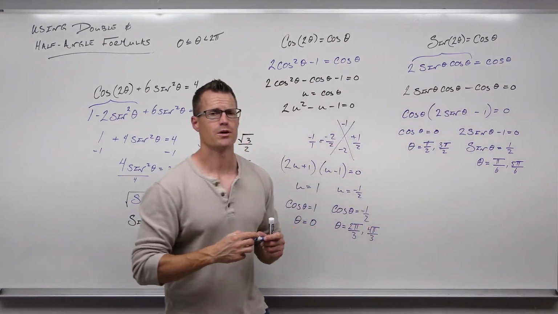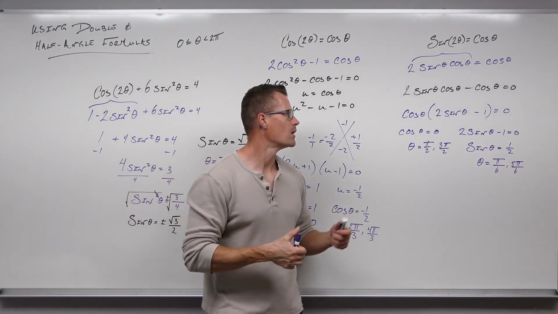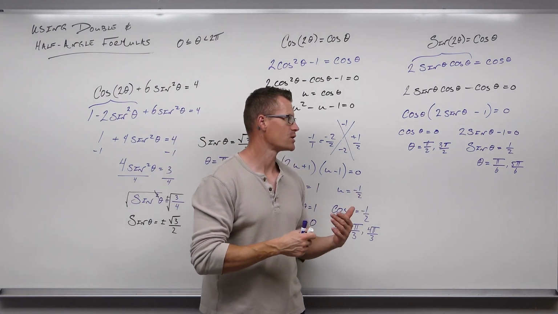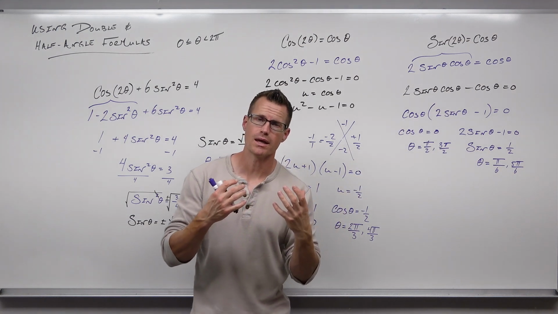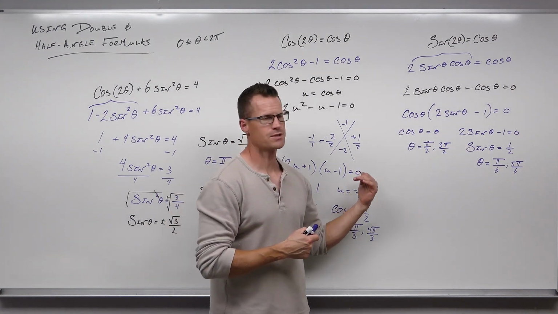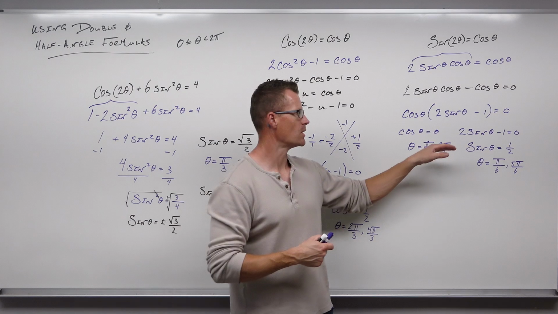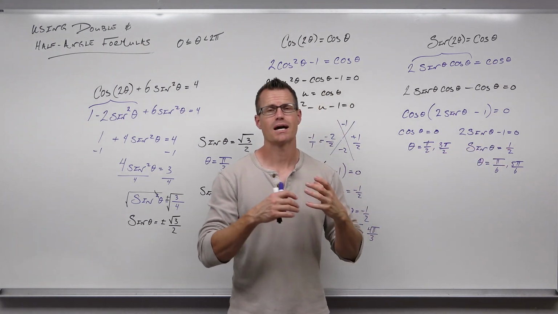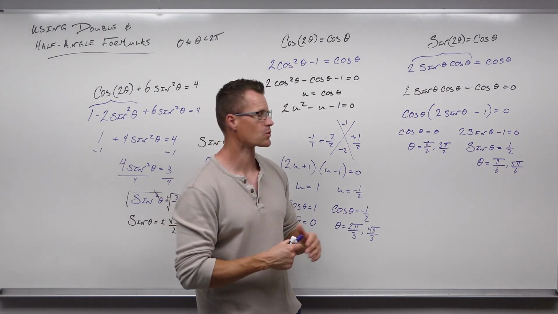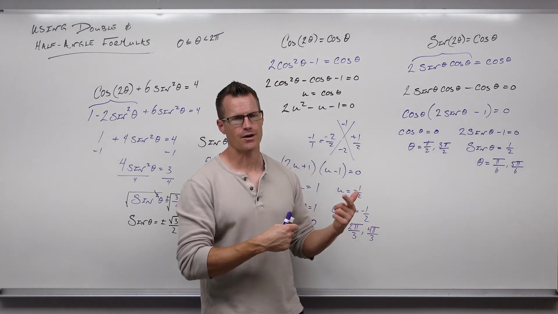So we'd certainly want our unit circle handy. If cosine theta equals 0, we're really just asking what angle gives us an x-coordinate of 0, because cosine is the x-coordinate on a unit circle, and that's pi over 2, 3 pi over 2. What angle on a unit circle gives us a y-coordinate of 1/2, because sine theta is the y-coordinate on a unit circle? That happens at pi over 6 and 5 pi over 6.